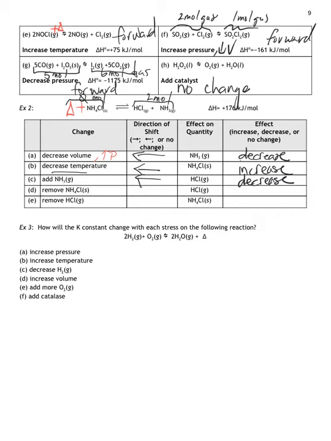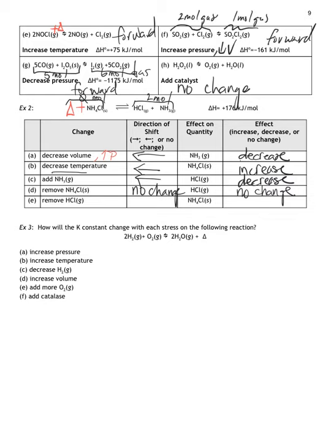Now removing ammonium chloride. Once again, I'm always going to notice what state of matter it is. It's a solid, so there's going to be no change. If there's no change on that system, the quantity for HCl compared to the original is there's no change as well, because the reaction is not favoring or not going faster in the forward or reverse.